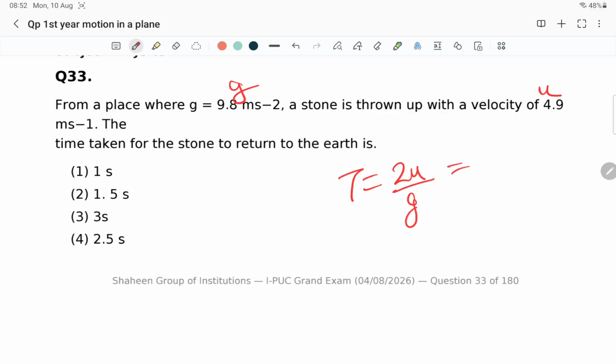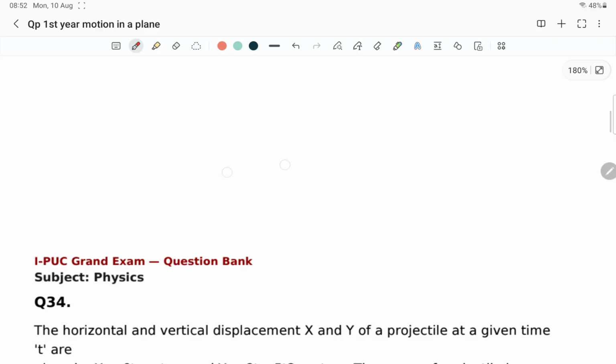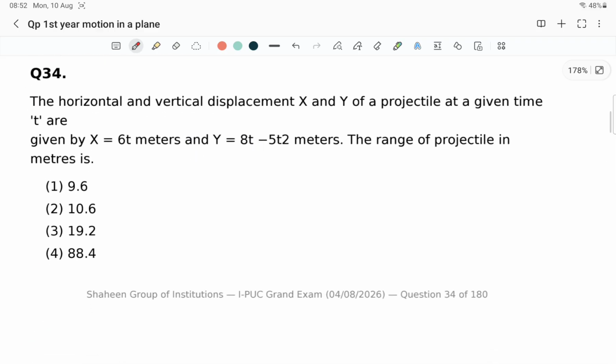You get 2 into 4.9 by g, 9.8. Correct. So the 2s cancel, and you get 1 second. Okay, this one was simple. Let's move on to the next question. Question number 34.